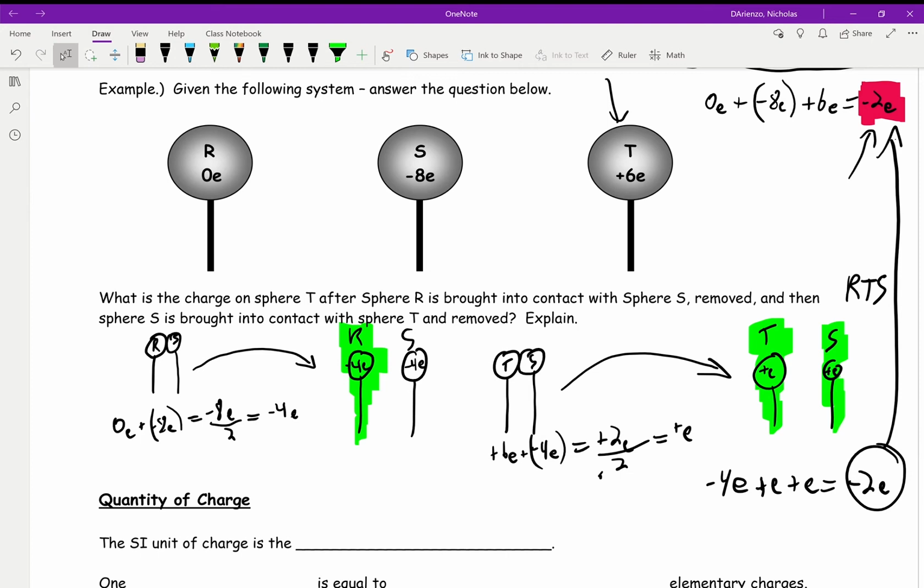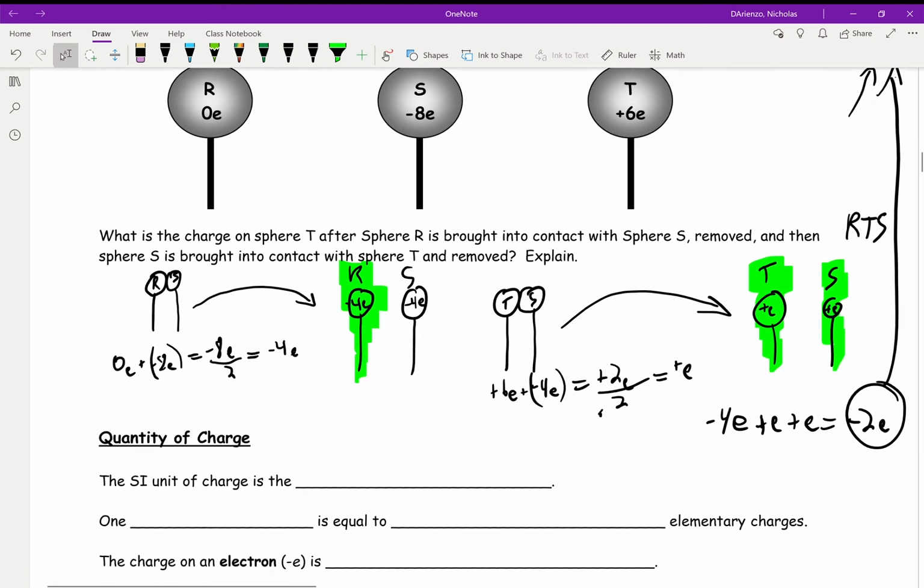between the spheres. When coming into contact, charge is distributed evenly. When separated, each of those spheres maintains that charge until it is brought into contact with something else.